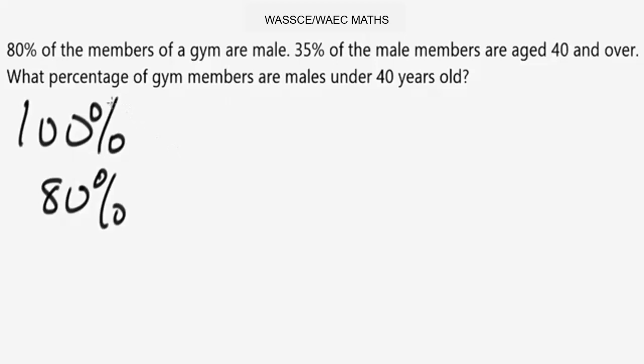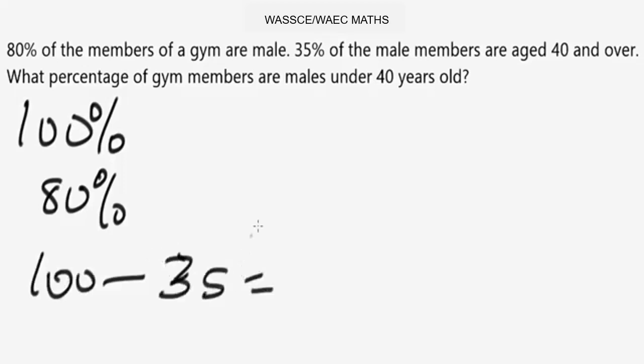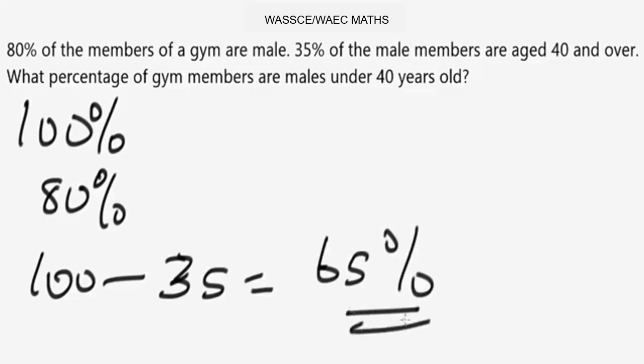All right, now to get the percentage of the gym members that are males under 40 years old, all you simply have to do is this total percentage 100 is subtracted from this 35. So when you punch in the calculator, you are going to have it to be 65%. So 65% of the gym male members are under 40 years old. All right, so this will be the answer. 65% of the gym male members are under 40 years old. Okay, so it's as simple as that.